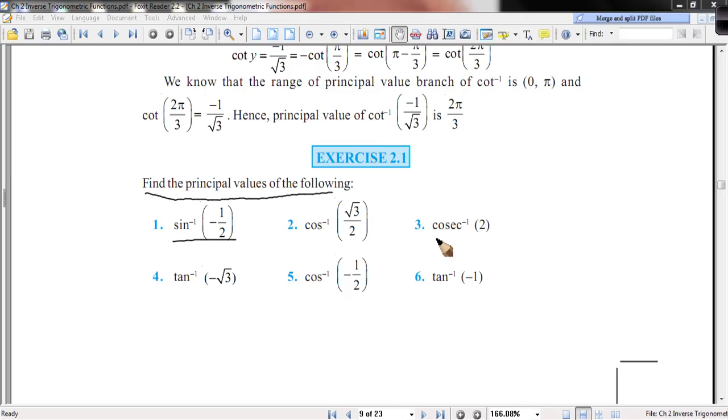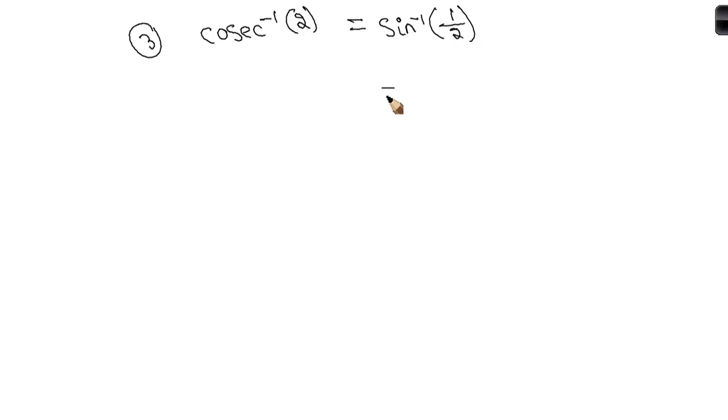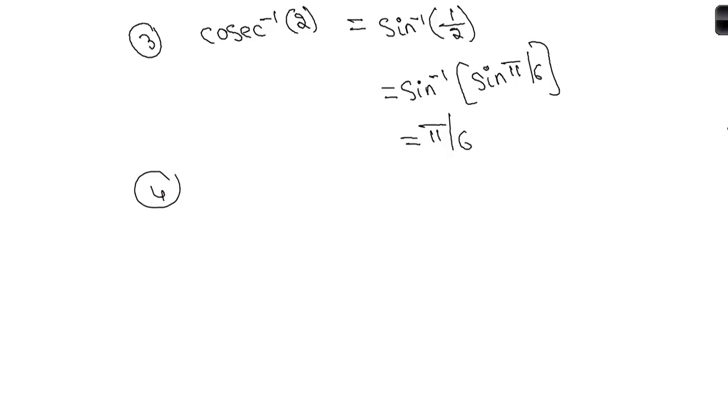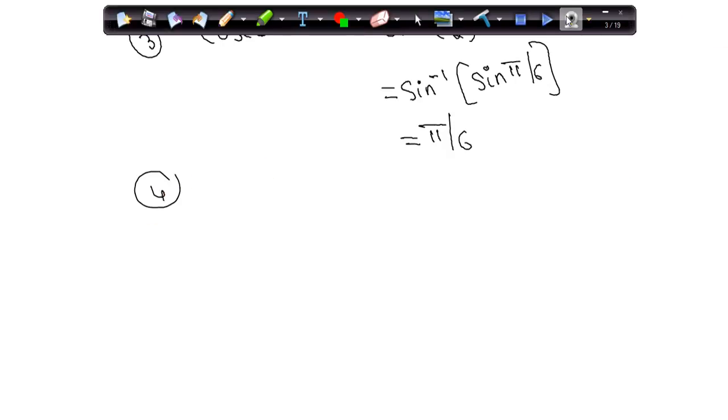Next question, cosecant inverse of 2. Find the principal value of the function cosecant inverse of 2. We know cosecant inverse of x is the same as sine inverse of 1 by x, that is sine inverse of 1 by 2. So sine becomes 1 by 2 in the principal value for pi by 6, sine pi by 6. Sine inverse of sine pi by 6 is pi by 6. This is the answer for the third question. Hope you got it. Okay, we shall solve the fourth problem.